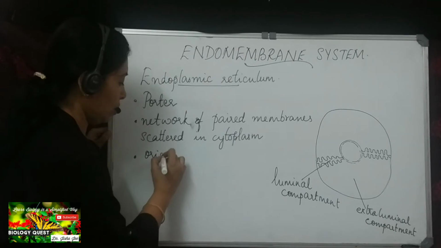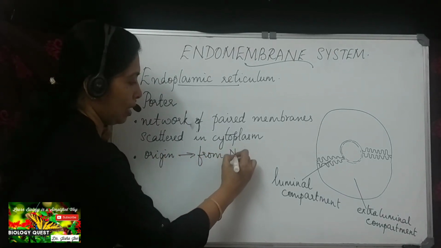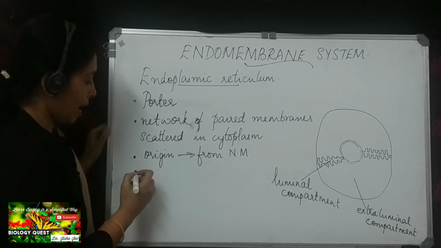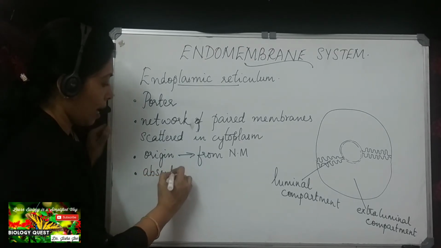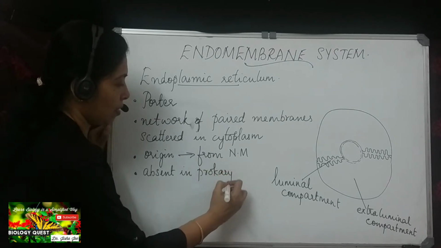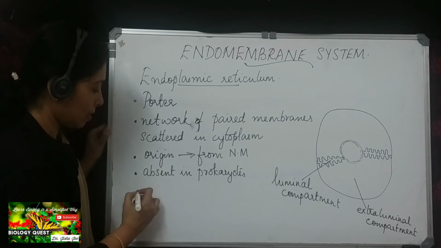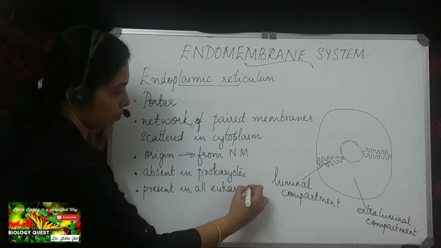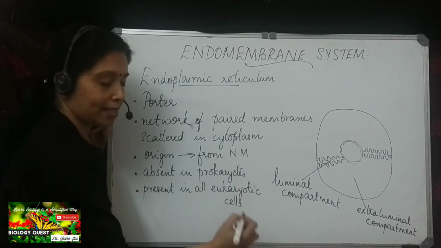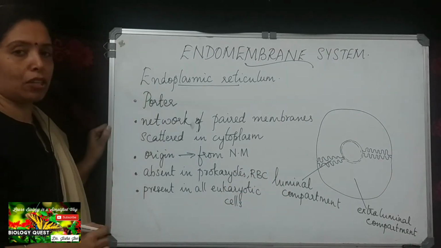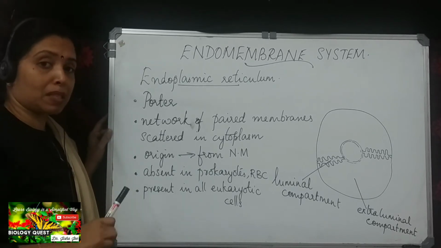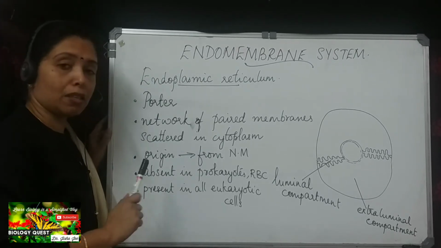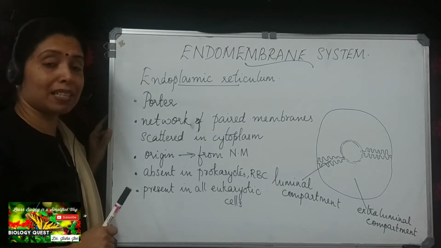Origin: from nuclear membrane. The endoplasmic reticulum originates from the nuclear membrane, and it is absent in prokaryotes, but present in all eukaryotic cells except RBC. So, mature RBCs lack endoplasmic reticulum. So, endoplasmic reticulum is absent in all prokaryotic cells, and also it is absent in RBCs, whereas endoplasmic reticulum is present in all eukaryotic cells. Mature RBCs lack endoplasmic reticulum.